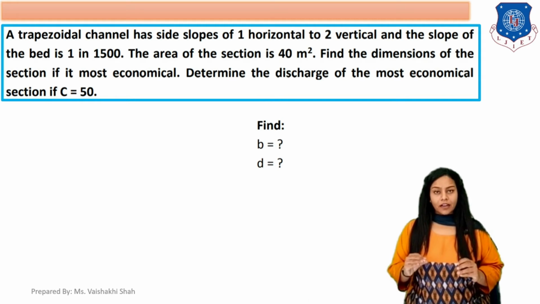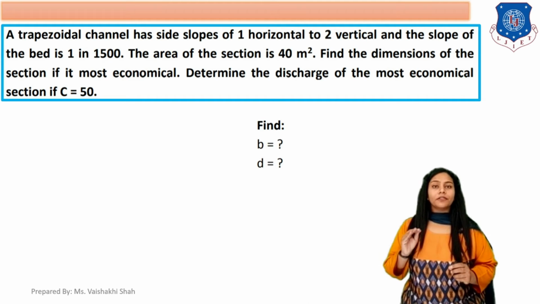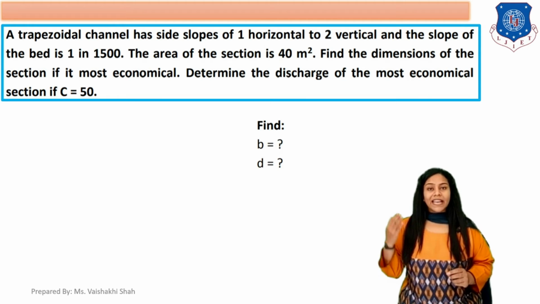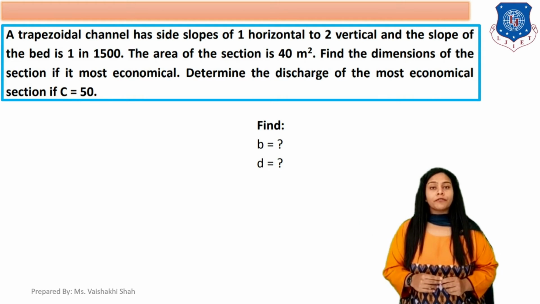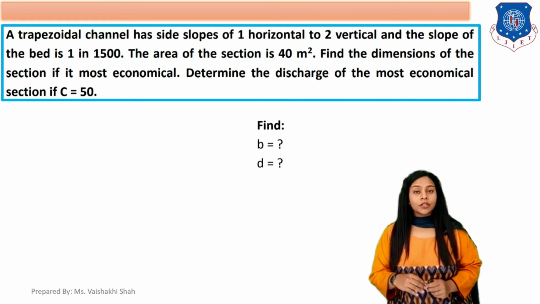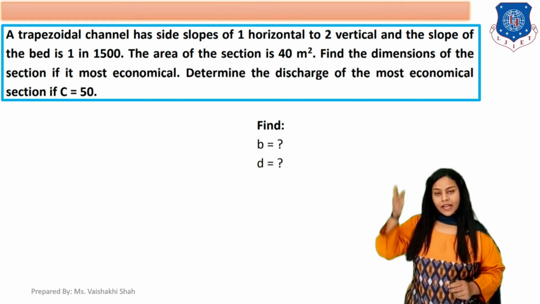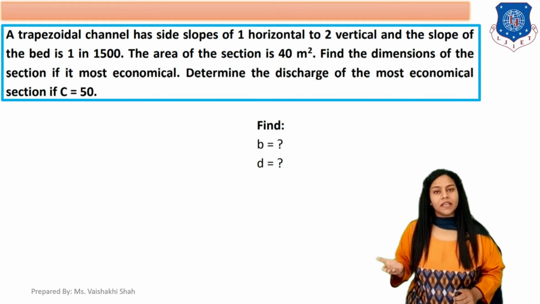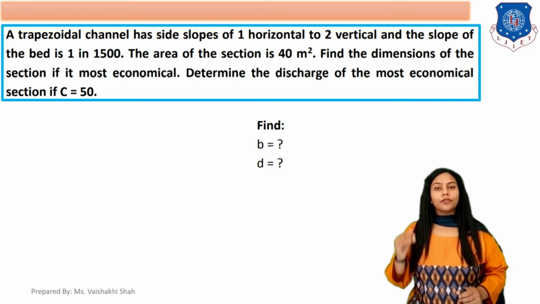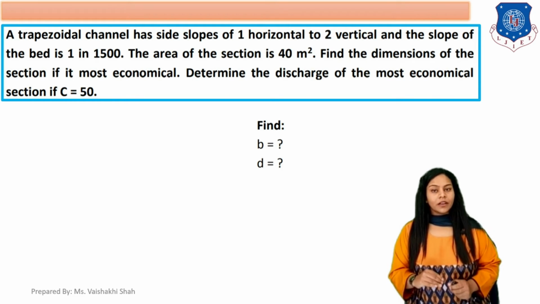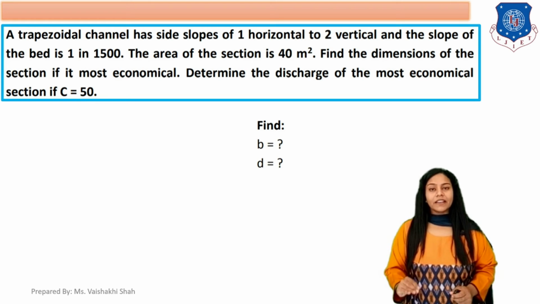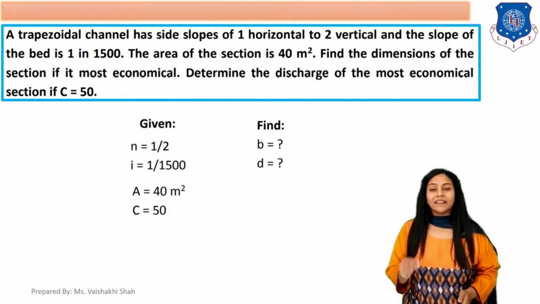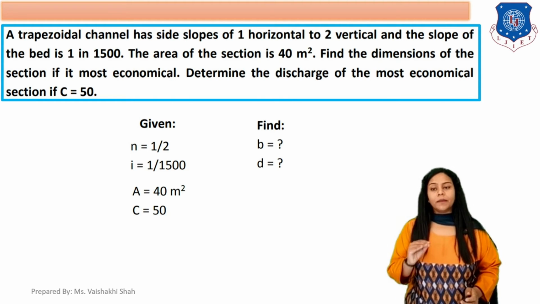In this data, first of all, a trapezoidal section is given. In this trapezoidal section, we have to find out dimensions. So dimensions are width and depth. Dimensions for a trapezoidal channel are width, that is B, and depth, that is D. So you have to find out B and D here, okay. For that, the area given to you is 40 meter square, which is your capital A.